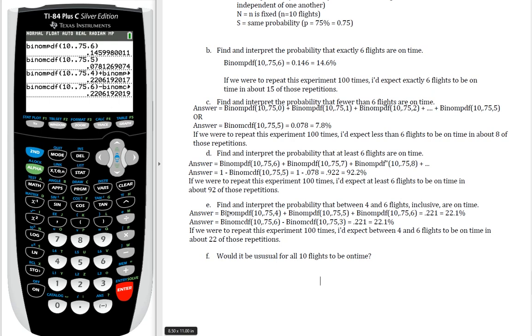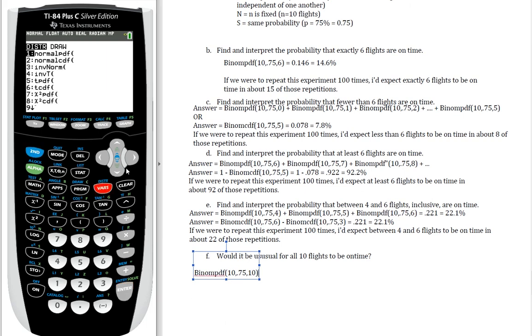All right, lastly for this problem, we have F. Would it be unusual for all 10 flights to be on time? Well, we want to see if it's unusual for all 10 flights to be on time. Let's find the probability of all 10 flights being on time. That means that we need to find Binompdf. If I have 10 trials with probability of success of 75%, I want to see the likelihood of all 10 of those being on time.